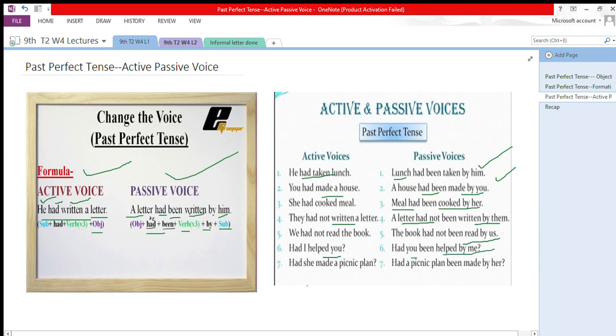Okay. Had she made a picnic plan? Again, interrogative sentence. Had a picnic plan been made by her? Now see, for the question, the helping verb will remain as it is. We'll make all the other changes. Here the subject is she, but here the subject would be a picnic plan, because now the object has become the subject. So this was all about how we transform past perfect tense from active to passive voice.